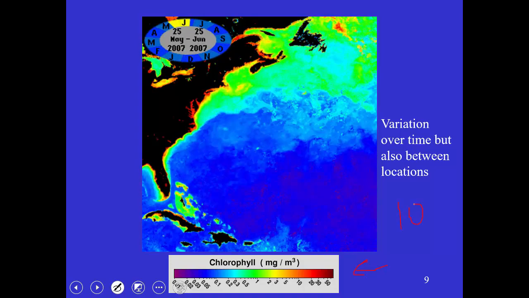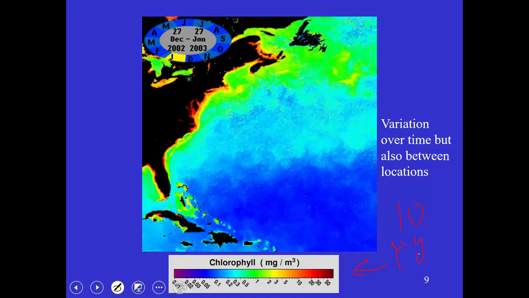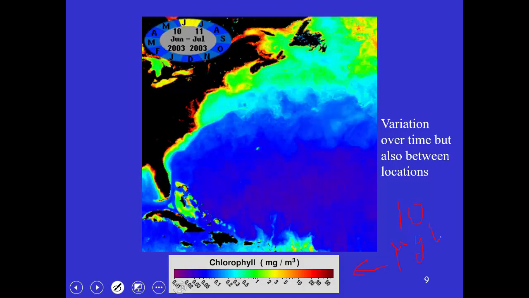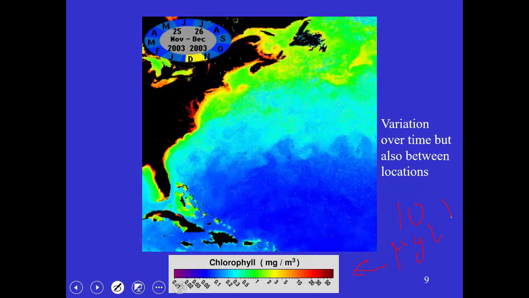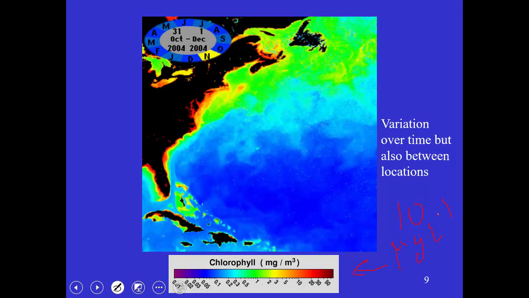And generally, this has milligrams per meter cubed, but generally we'll talk about exactly the same. It's micrograms per liter or so. So 10 is pretty high. Maybe sometimes in the Delaware estuary we get up to 20.